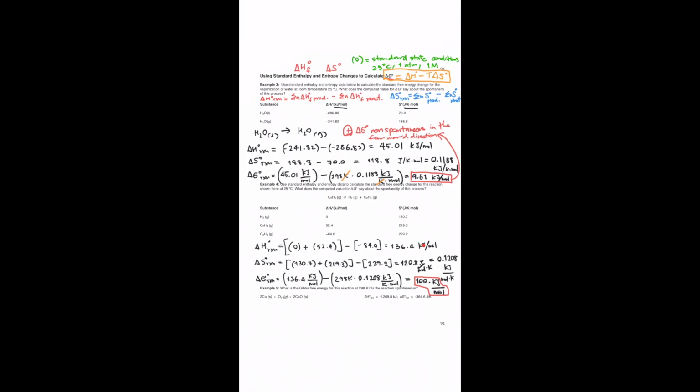Then, because these two units are the same, you can plug both the enthalpy and entropy change into the delta G equation. Again, don't forget to convert the temperature into Kelvin, so that the Kelvin can cancel out and you will have the final answer in kilojoule per mole. The positive delta G again tells us that this reaction is non-spontaneous in the forward direction. At this condition, the C2H6 will not spontaneously convert into the product.